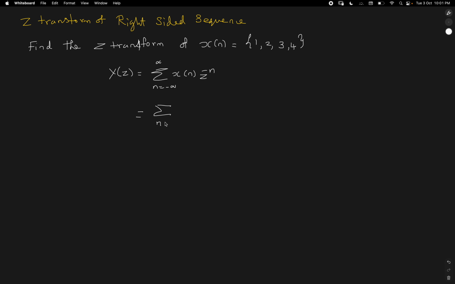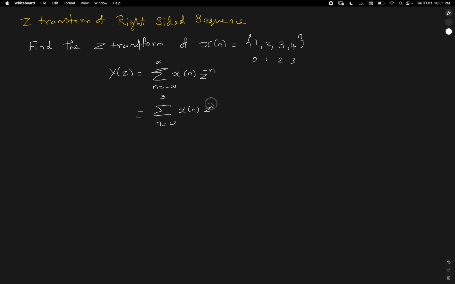If you change the limits of n for this problem, here the starting value of n is equal to 0. Since there is no arrow mark or dash mentioned, we will consider the starting value belongs to n is equal to 0, followed by the value for n is equal to 1, n is equal to 2 and n is equal to 3. And the useful range of n is nothing but 0 to 3, because for other values of n, x of n takes the value equal to 0. So we will consider only this range, n is equal to 0 to 3, and we will apply the formula.